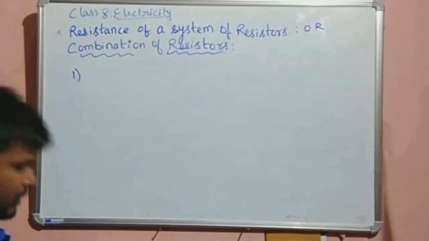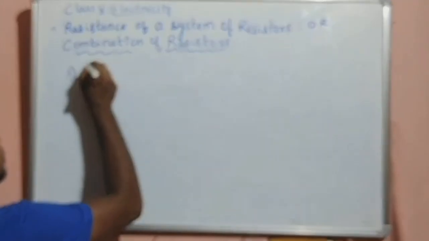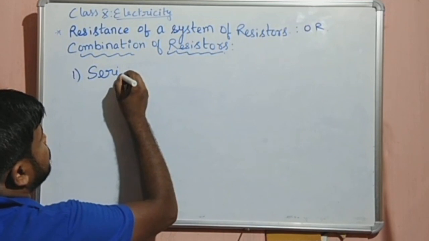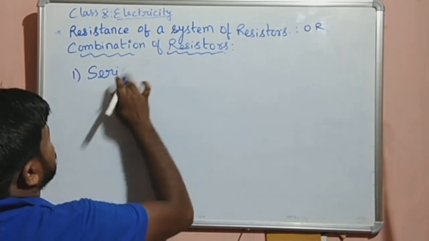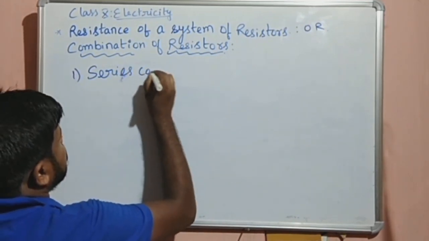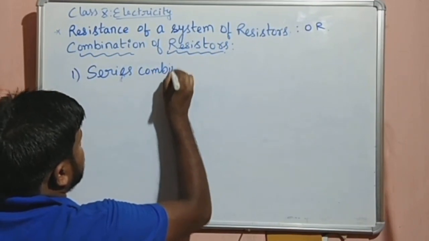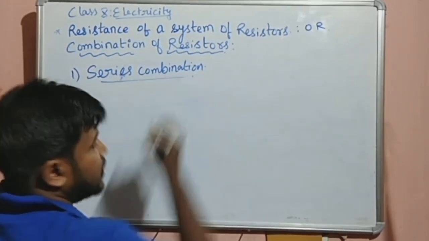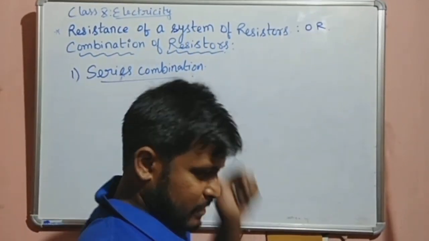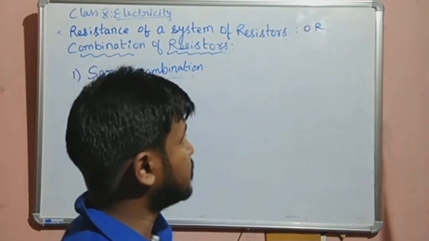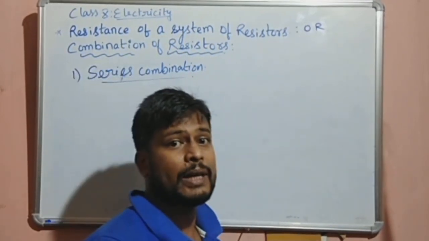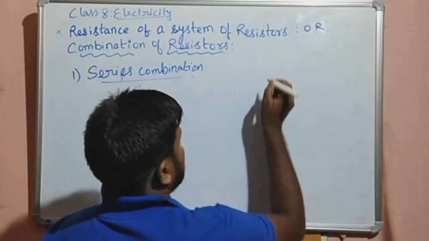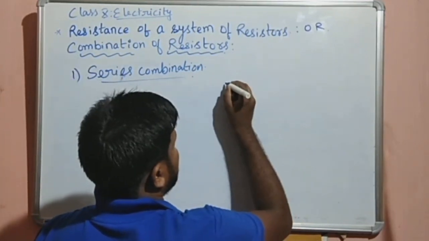The first combination you can do is series. Resistors in series combination. Series combination of resistors: we will derive the expression for the equivalent resistance in series. So let me draw the circuit diagram here.